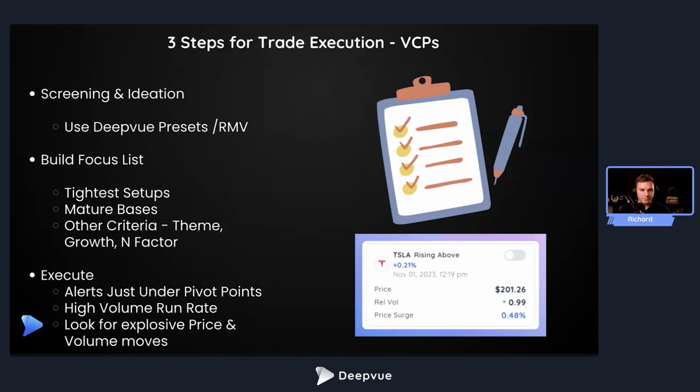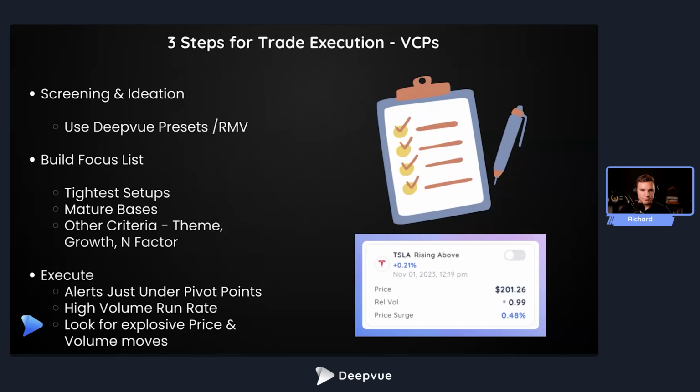Can it be used in isolation? I think this slide answers a lot of that. It's important that RMV, at the end of the day, is taking 12,000 stocks in our database and giving us the tightest stocks that are there. And that's the focus of RMV.